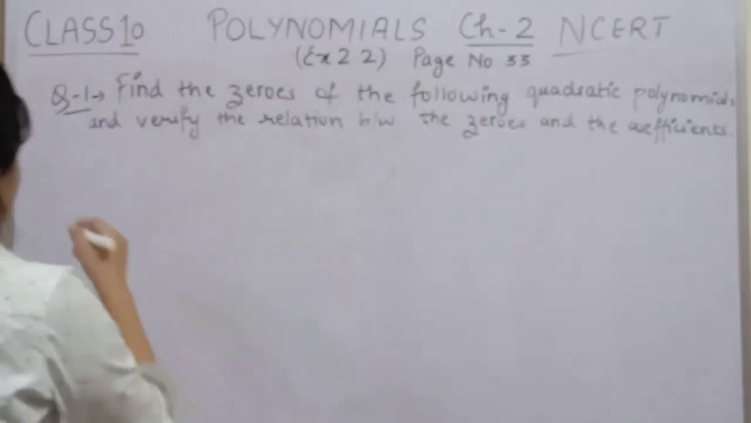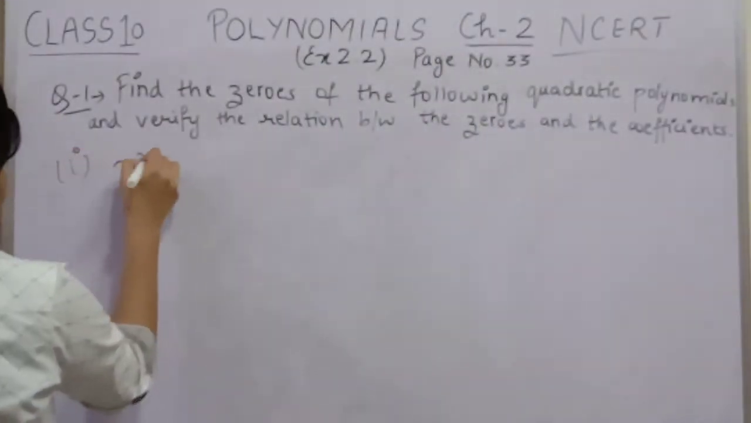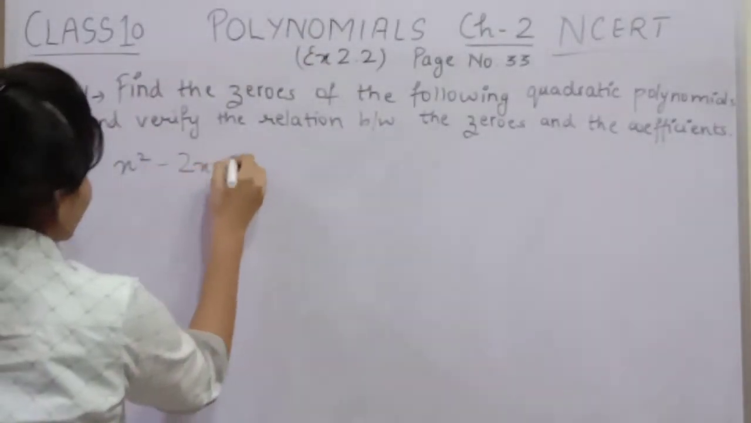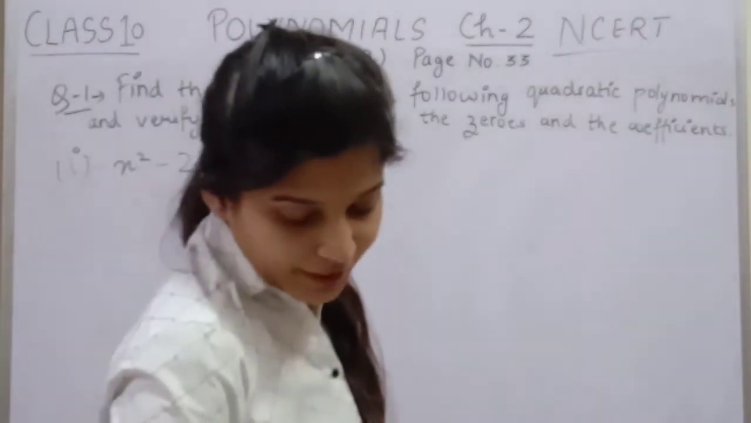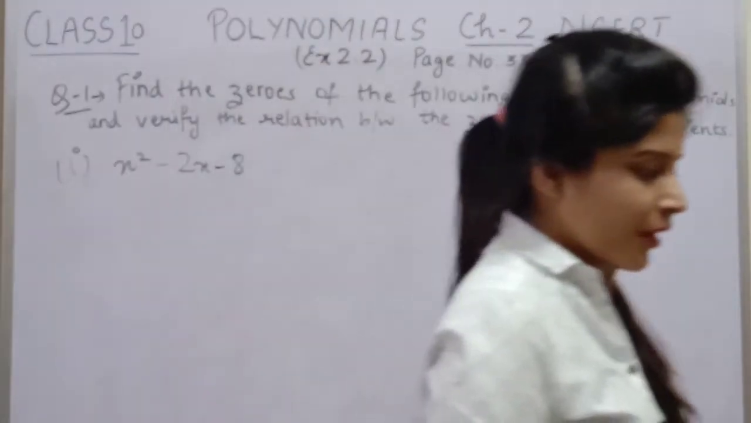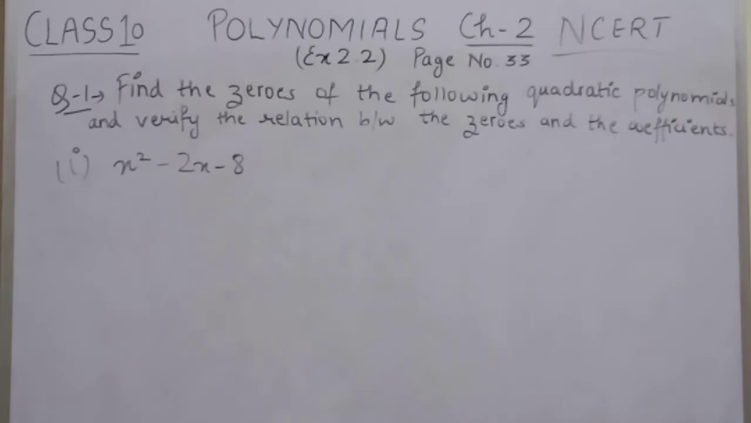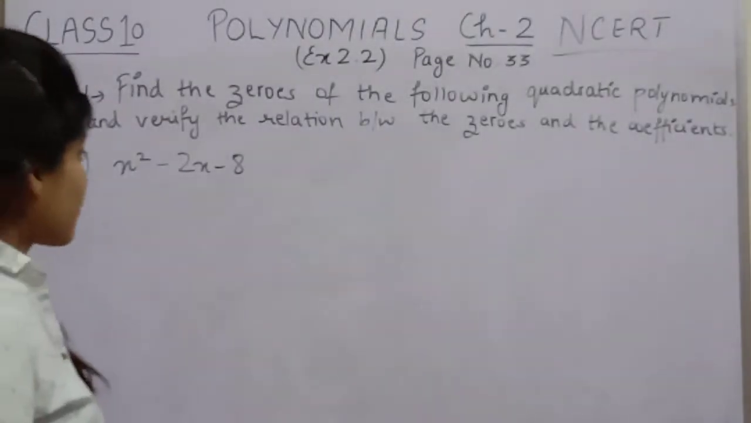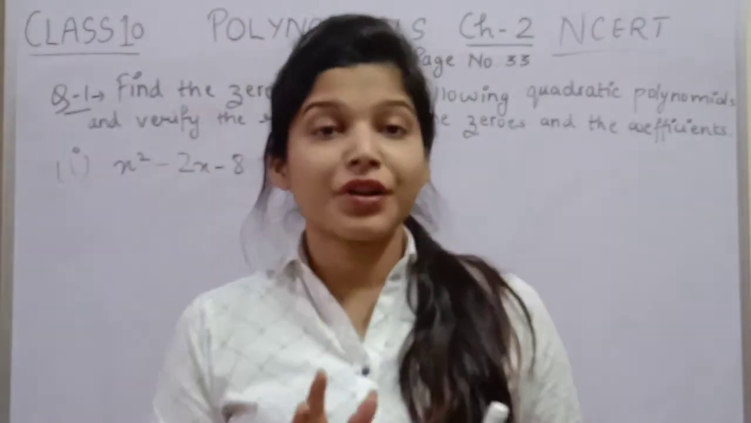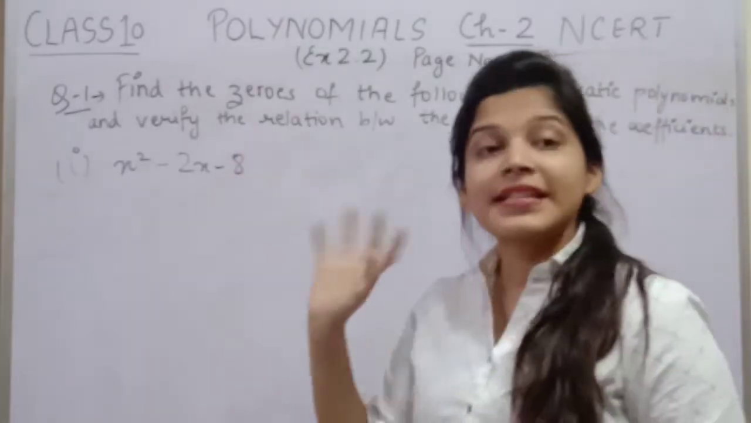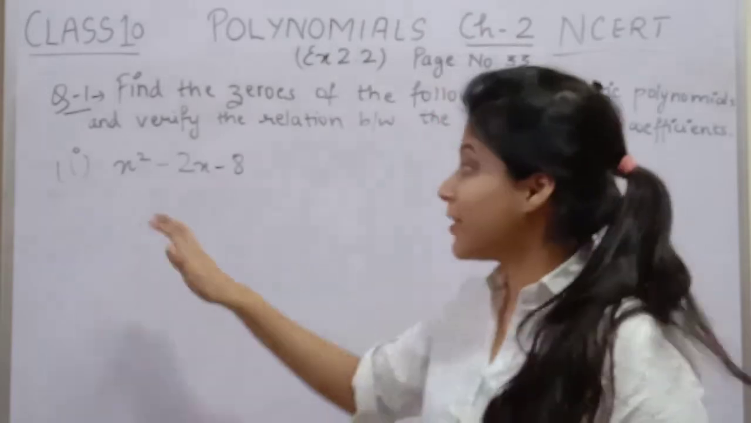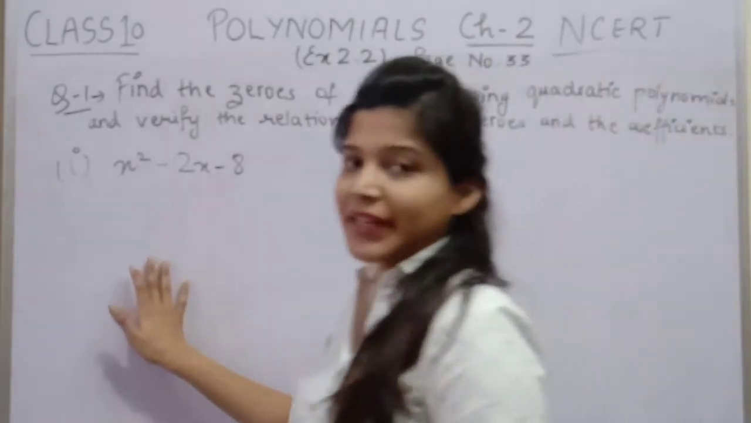The first part is x square minus 2x minus 8. So this is the first part, x square minus 2x minus 8, and the first thing that we have to do is find the zeros of this polynomial. And how can we find zeros of a polynomial? By middle term splitting, right?